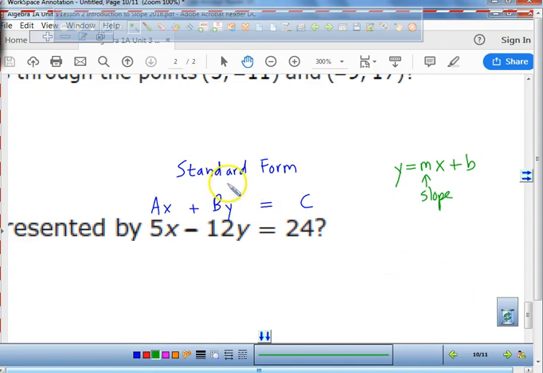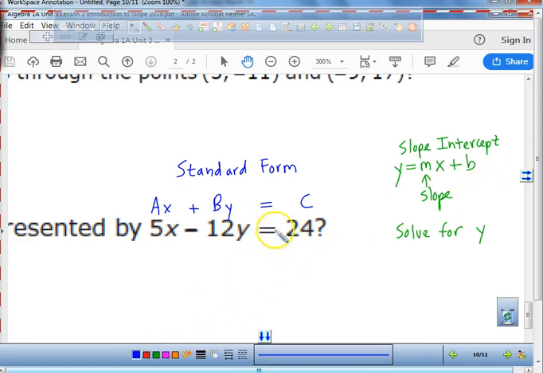So what we're going to do is, when it's like this in standard form, we're going to change it from standard form to slope-intercept form. And how are we going to do this? We're going to solve for y. Because what does slope-intercept form start with? It starts with y equals something. So we're going to solve for y.